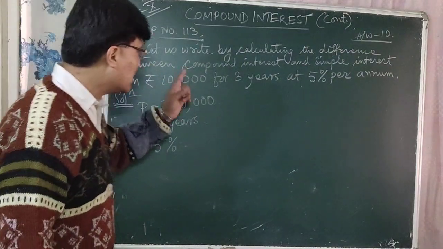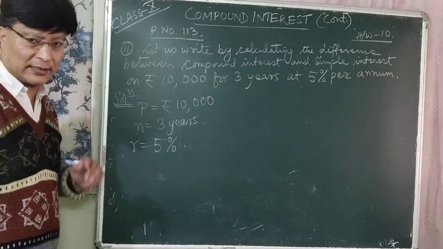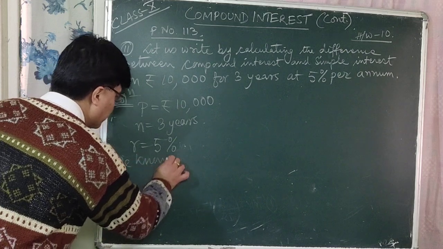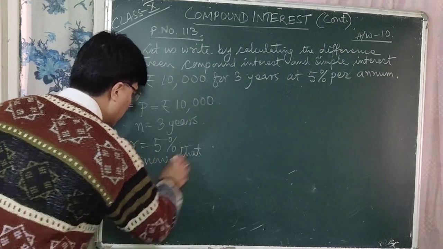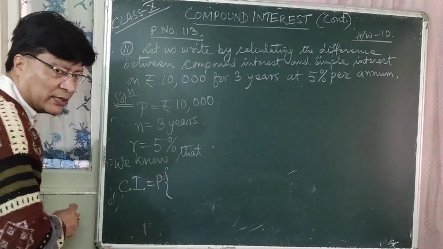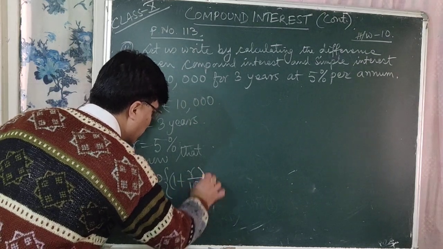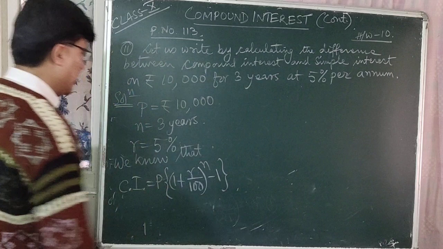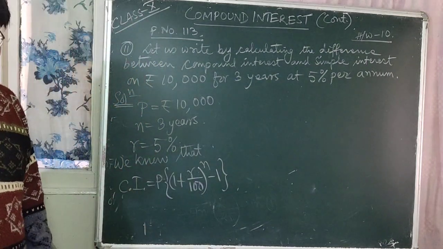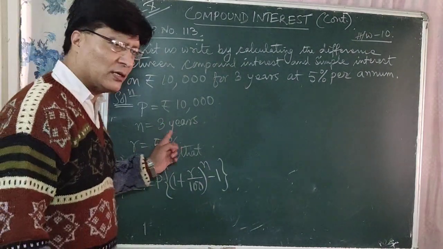Okay, now let us find out the compound interest first. We are given P, N and R. So what is the formula for compound interest? We know that CI is equal to P within second bracket, 1 plus R upon 100 whole to the power N minus 1. So this is the formula for compound interest. So let us calculate this compound interest for 3 years.